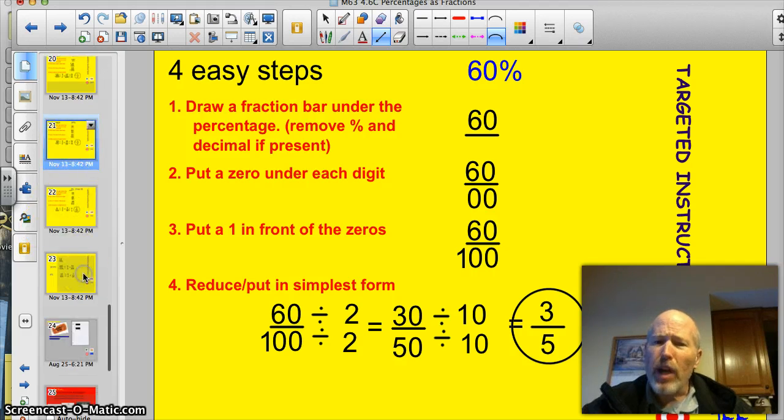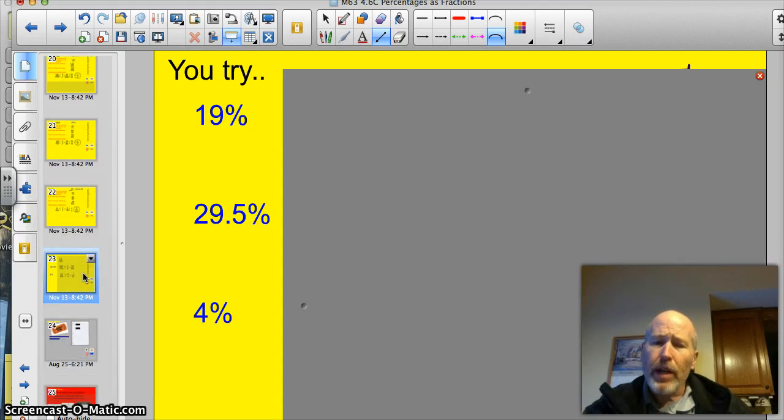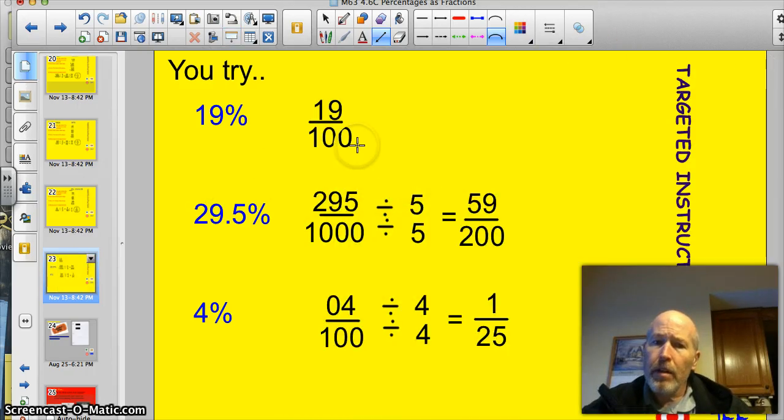All right, let's have you try a couple on your own. 19%, 29.5%, and 4%. Go ahead and pause it. All right, let's see how you did. 19%, straight up, 19/100ths. Nice work.